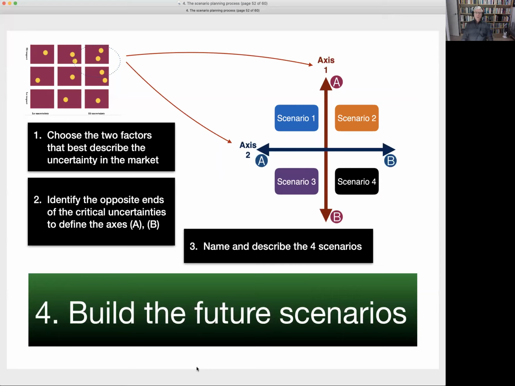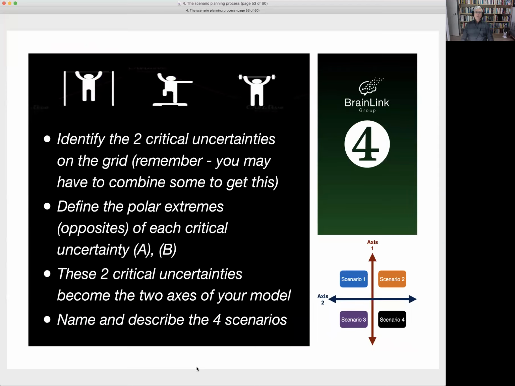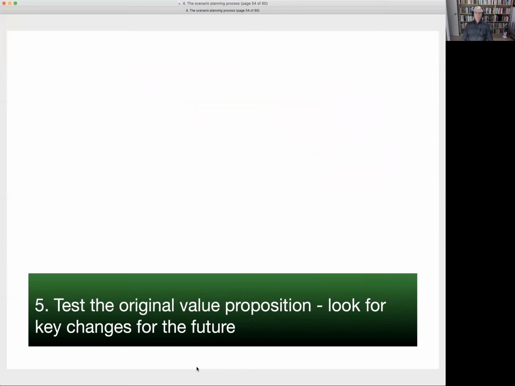And so, in a sense, the 2 critical uncertainties, which are the ones at the top right-hand corner, become the 2 axes for our model, and that model then drives and creates 4 scenarios. So exercise 4 is to identify the 2 critical uncertainties, define the opposites of each one, and then these 2 critical uncertainties become the 2 axes of your model, and then we can name and describe what scenario 1, 2, 3, and 4 looks like. And we will go through this in a lot more detail.